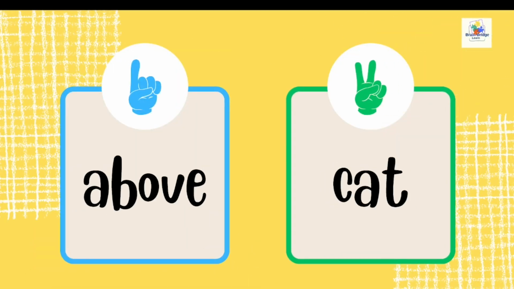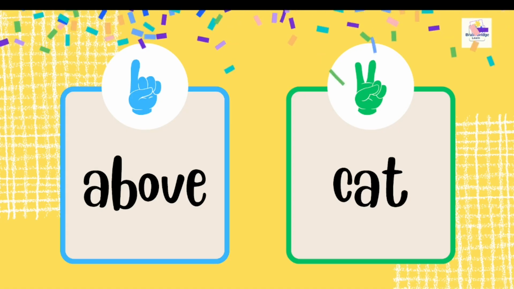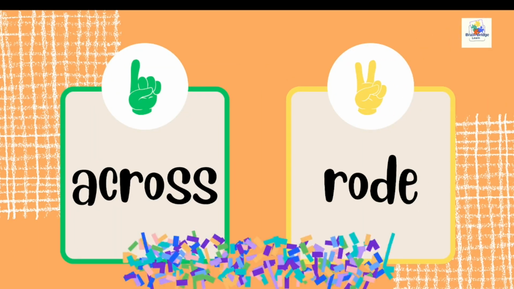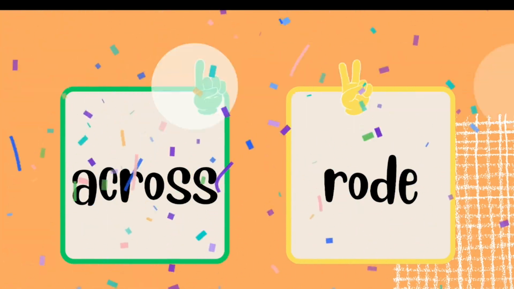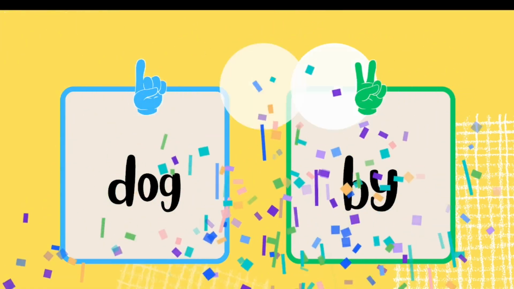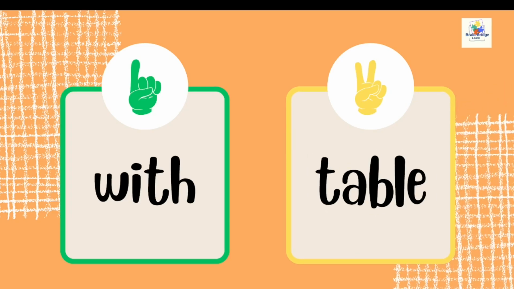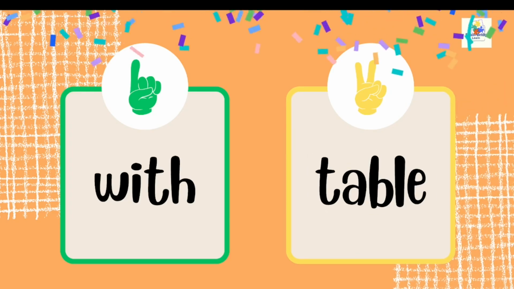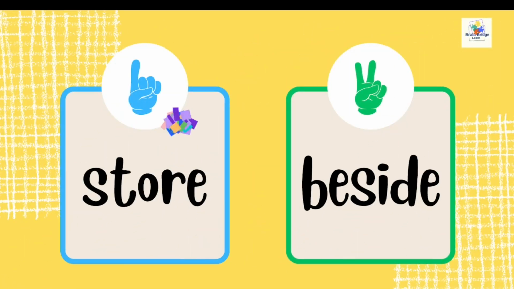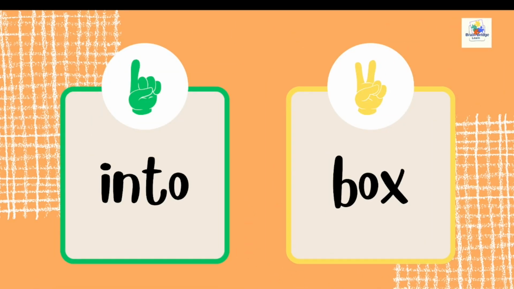Above, cat. The correct answer is above. Across, road. The correct answer is across. Dog or by? The correct answer is by. With or table? The correct answer is with. Store or beside? The correct answer is beside. Into or box? Into.